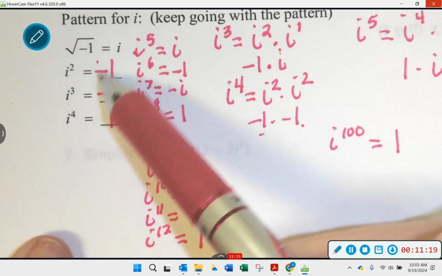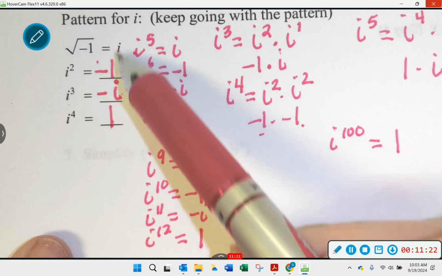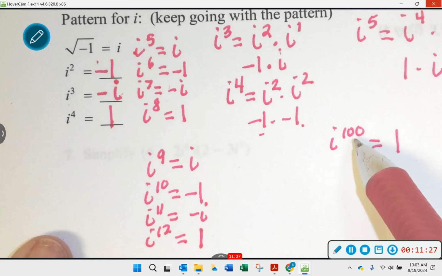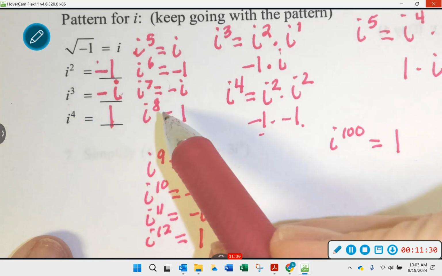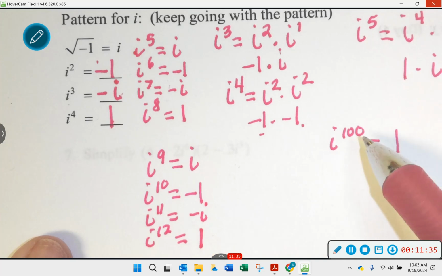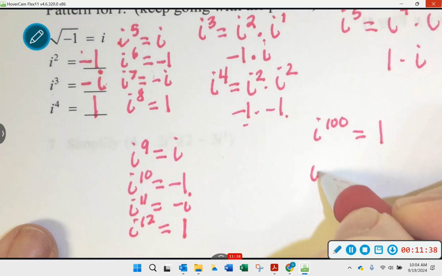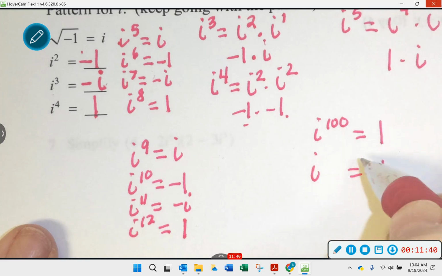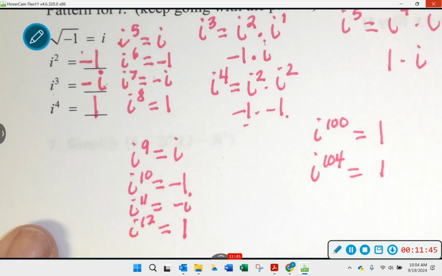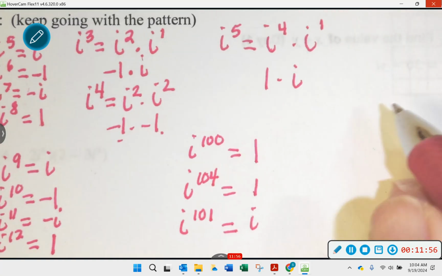If you have to do i to the 100th, you could go 1, 2, 3, 4, 5, 6, 7, 8, 9, 10, up to 100. I really don't want to do that though. So any exponent that is a multiple of 4 is going to have an answer of 1. So i to the 100th has to be 1. Where would be the next time that I would get 1 after 100? i to the 104. Can you think of what i to the 101 would be the same as? i. Okay, you guys are doing great.